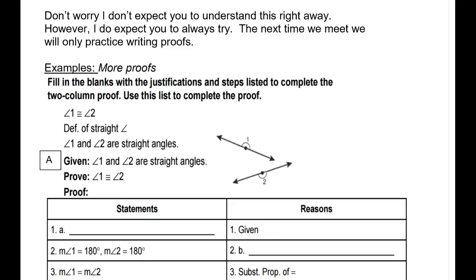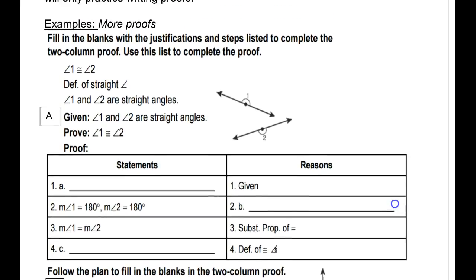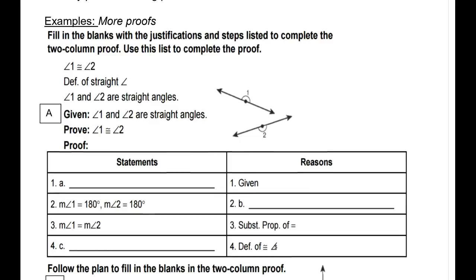All right. So here's an example of something you would do from your book. It says, fill in the blanks with the justifications and steps listed to complete the two-column proof. All right, so these are the ones that are, quote, listed. So these are your only reasons that you have. Look at what the given is, and you guys are going to sit there and go, oh my, this is so easy. Okay, ready? The given: angle 1 and angle 2 are straight angles.